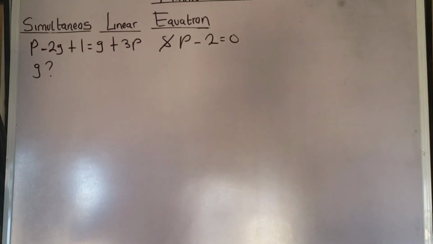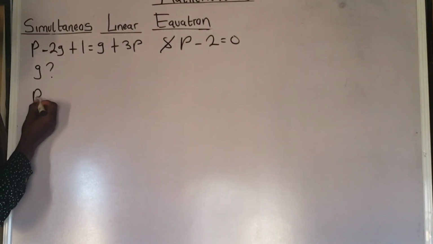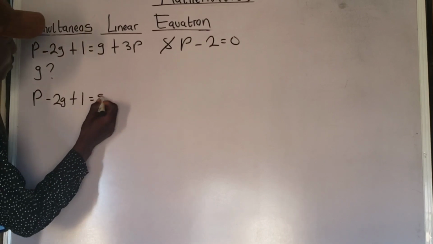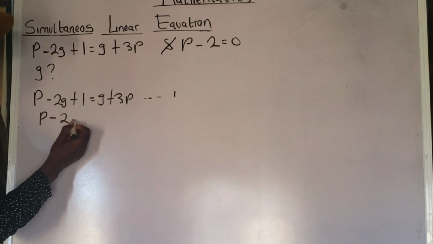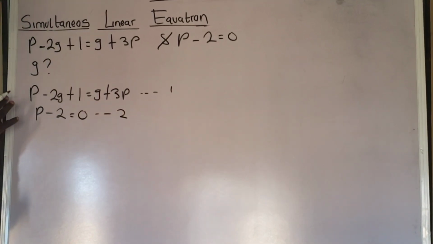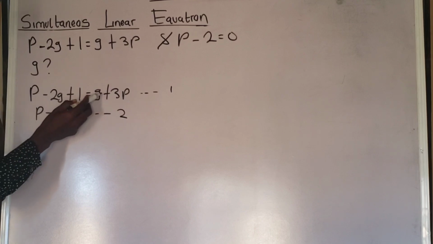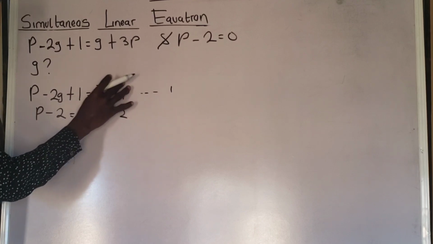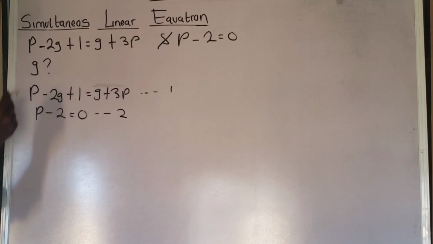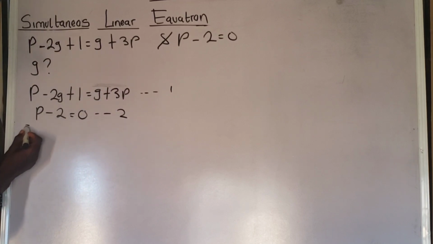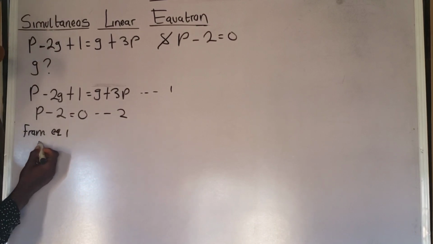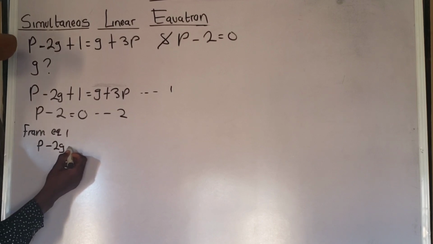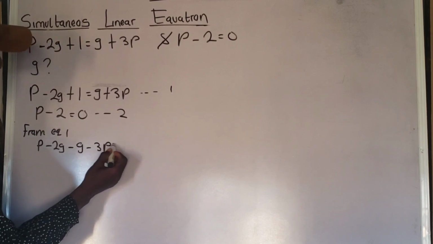Let us call p minus 2g plus 1 equals g plus 3p equation 1, and p minus 2 equals 0 equation 2. Now from equation 1, I'm going to collect like terms by moving all the terms on the right hand side of the equation to the left hand side. So I'm going to have p minus 2g minus g minus 3p equals negative 1.